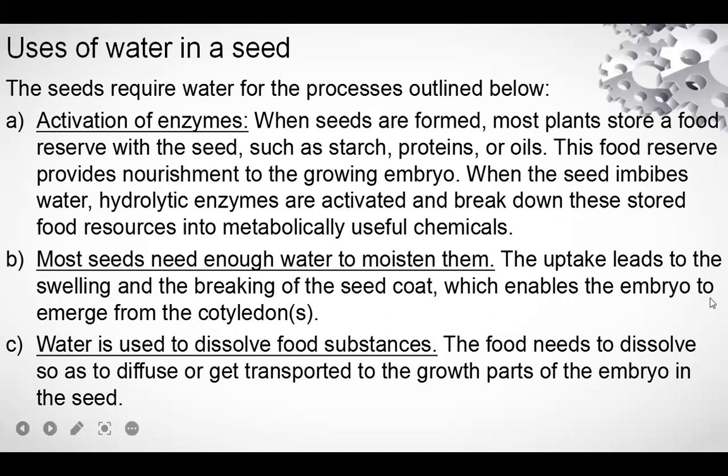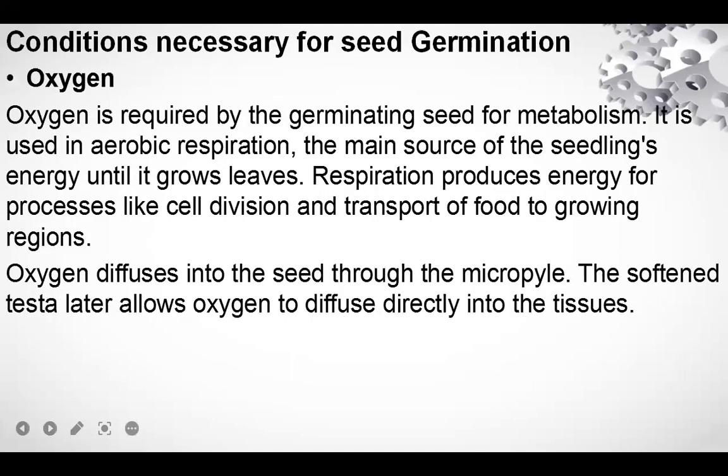Moving on, let's see the other condition, that is oxygen. Oxygen is required by the germinating seed for metabolism. It is used in respiration, which is the main source of the seedling's energy until it grows leaves. Respiration produces energy for processes like cell division and the transport of food to the growing regions. Oxygen also diffuses into the seed through the micropyle, and the softened testa later allows oxygen to diffuse directly into the tissues of the seed.